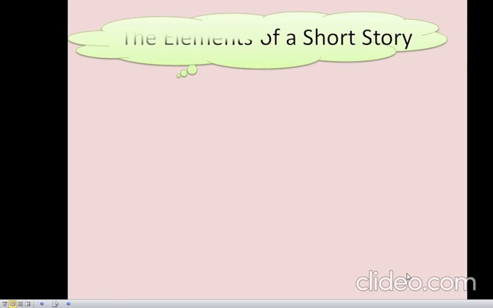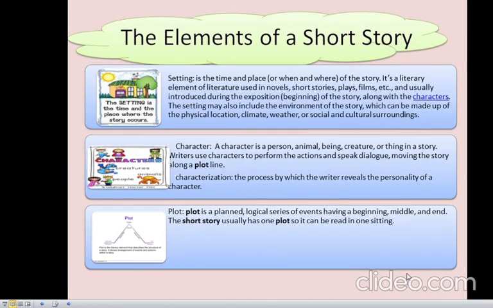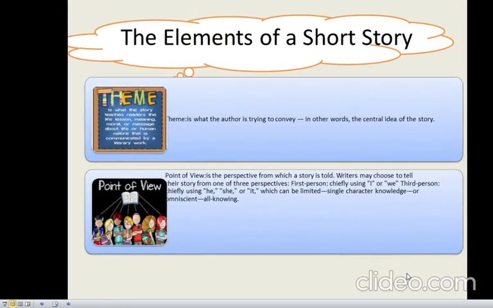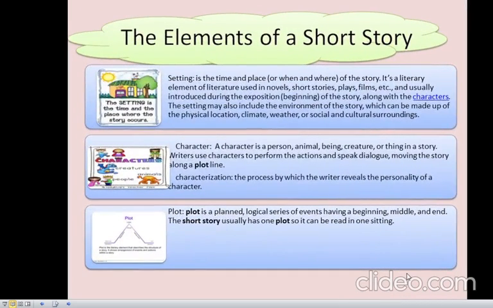Okay, so what are the elements of a short story? By the word elements, I mean the pieces that make up a short story, that come together to create a strong and fully comprehensible story as a whole. And we'll talk about 5 elements. We have 5 elements of a short story, which are setting, character, plot, theme, and point of view. So let us take them individually, one by one.